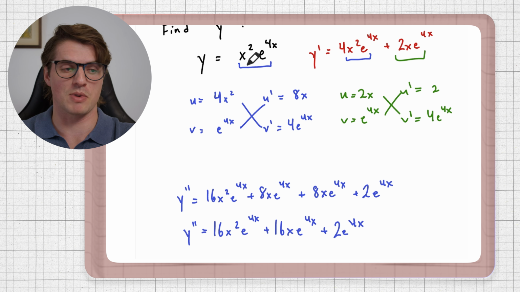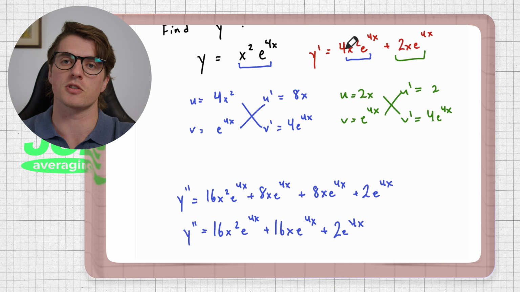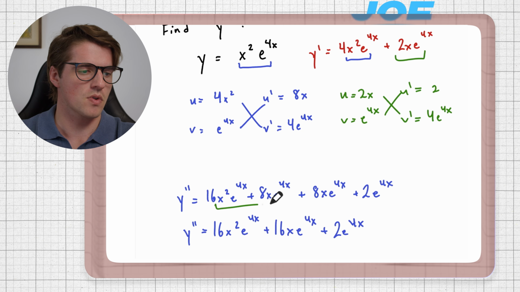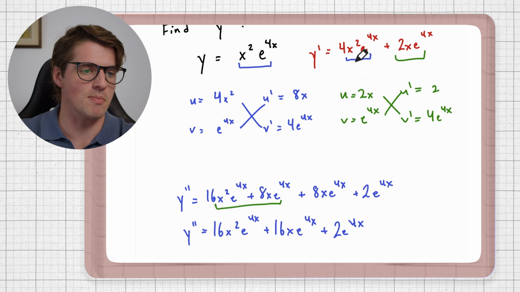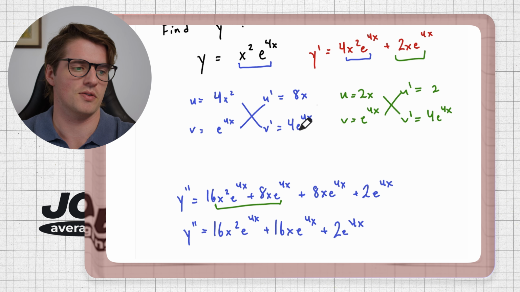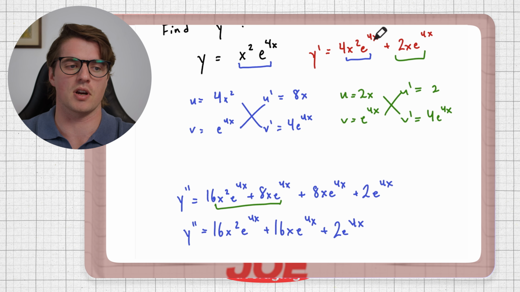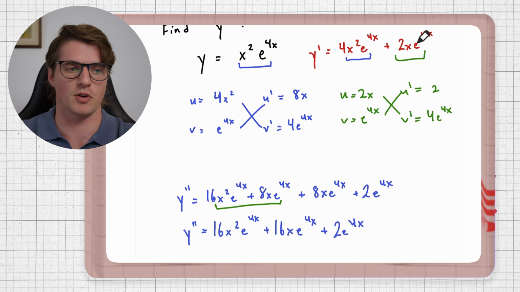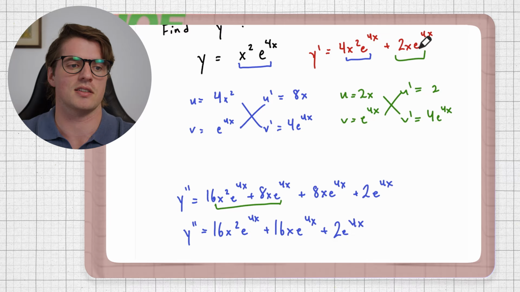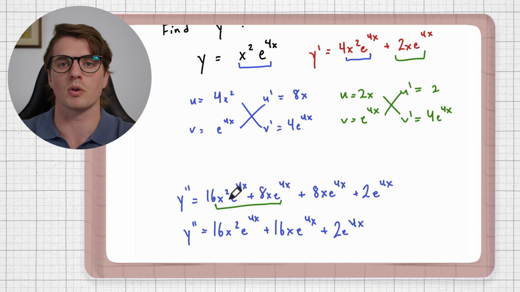Okay, and yeah, just one thing I was mentioning earlier, that 4x squared e to the 4x was the same as x squared e to the 4x, just multiplied by 4. And we can see that here, this is the same derivative. This is the same as what we had here, just multiplied by 4. 4x squared e to the 4x plus 2x e to the 4x. If we multiply this by 4, we would have 16x squared e to the 4x plus 8x e to the 4x, which is exactly what we got. So we didn't need to do the product rule again.